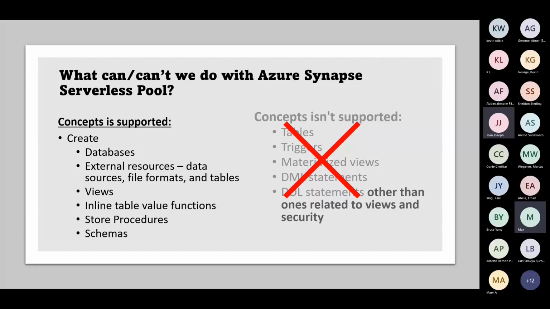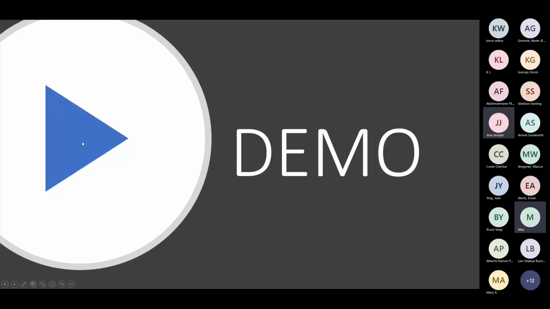You rely on external storage, so therefore triggers won't work. Materialized views won't work. And data manipulation language statements won't work. However, we can write out to the data lake, even though DML is not supported. Keep that in mind. Even though it is not supported, we can optimize not only for data type but for output as well. We can output our data to different locations and perform analysis against it. Data definition language statements are not supported except for views and security. So let's go to the demo.